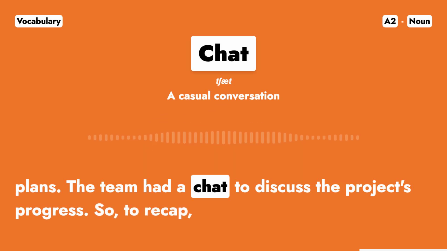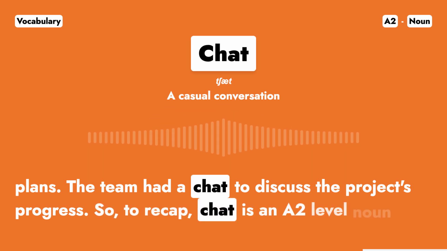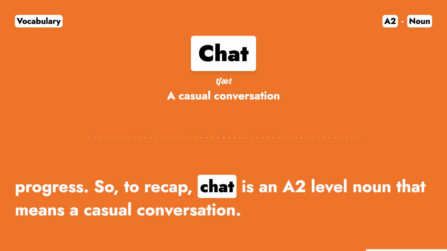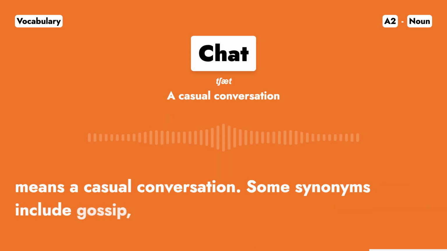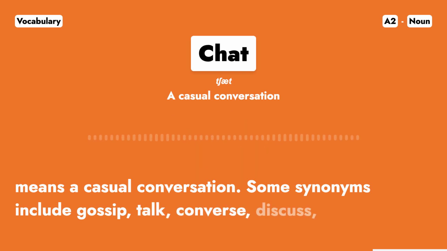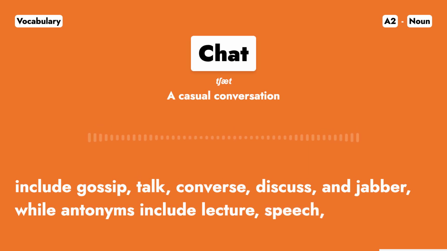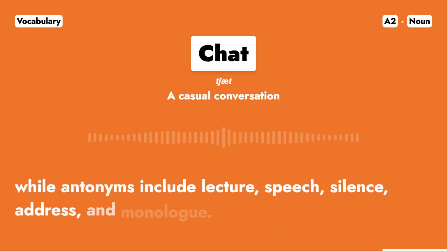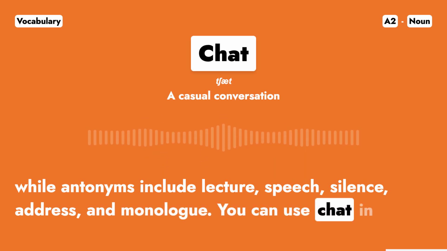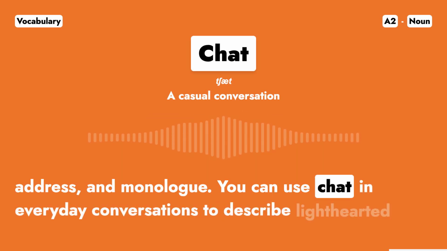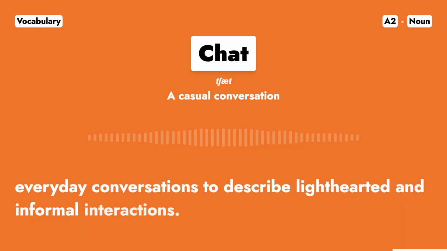So, to recap, chat is an A2 level noun that means a casual conversation. Some synonyms include gossip, talk, converse, discuss, and jabber, while antonyms include lecture, speech, silence, address, and monologue. You can use chat in everyday conversations to describe lighthearted and informal interactions.